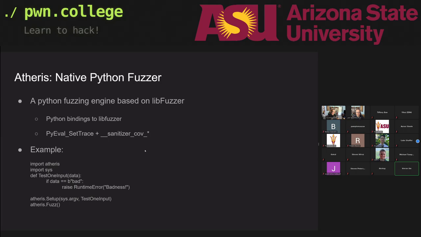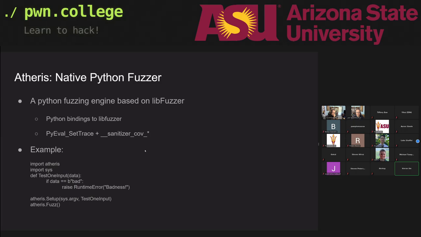And so how it would work is Atheris would call an entry point using this function. As you can see in the example, the Atheris.Setup function will call an entry point, and then it will initialize when we call Atheris.Fuzz. And so when Atheris initializes, it will need to send coverage data back to libFuzzer for libFuzzer to process.